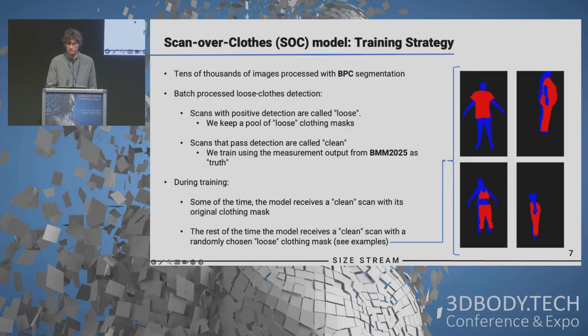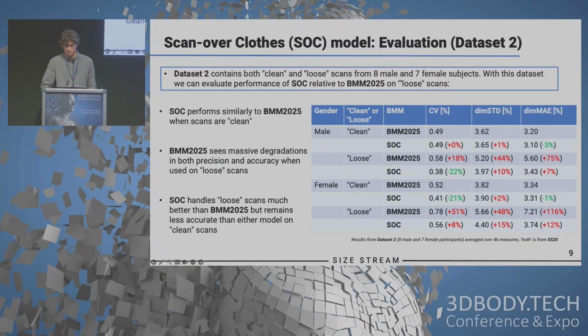We processed tens of thousands of images collected from our various scanning applications with BPC segmentation. We also ran a batch process of loose clothes detection on all of the scans. We now evaluate the SOC model on dataset 2, giving us our main result. This dataset contains both clean and loose scans. The clothes range from shorts and t-shirt to long pants and sweaters.